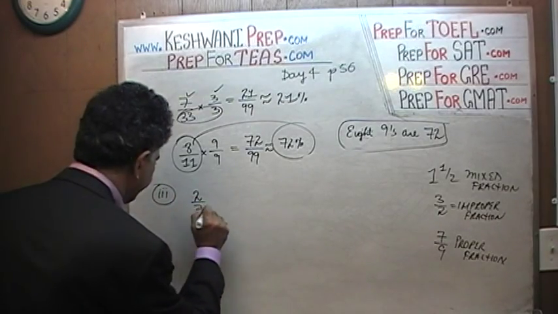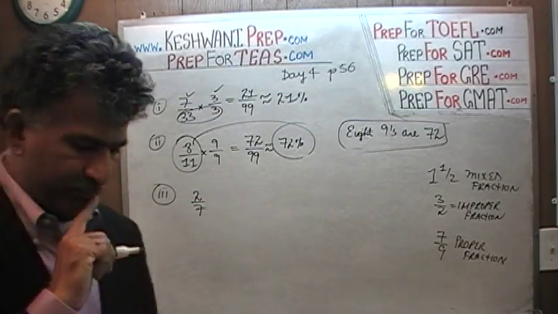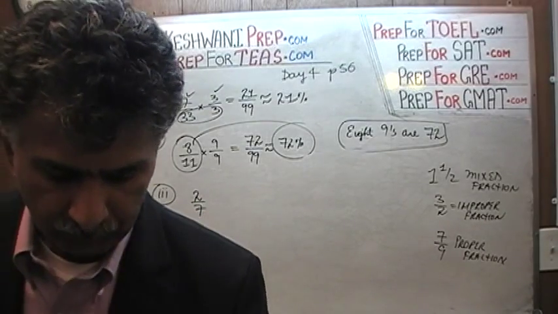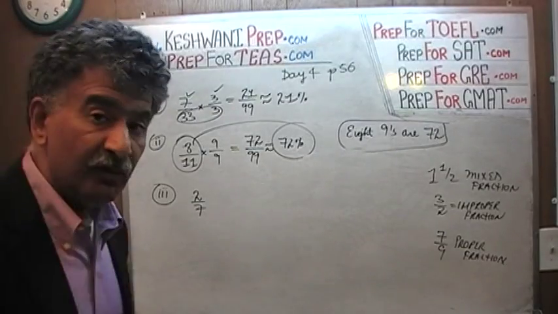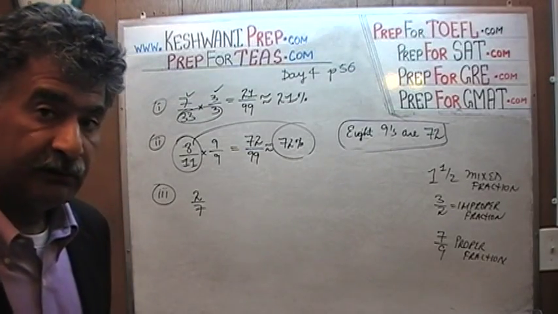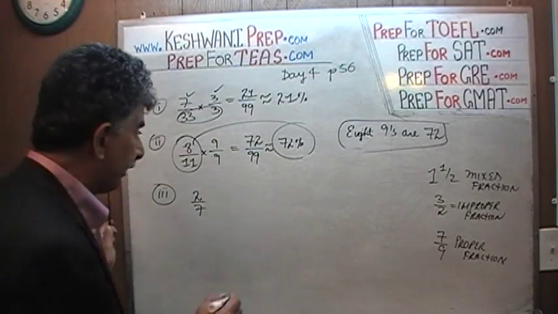Two-seventh. How can we bring 2/7 as close to 100 as possible? Well, since we want to go all the way to 100, a good starting point would be 70.